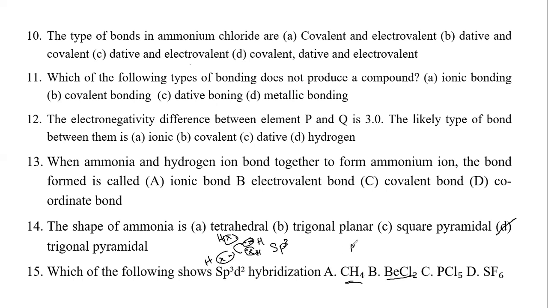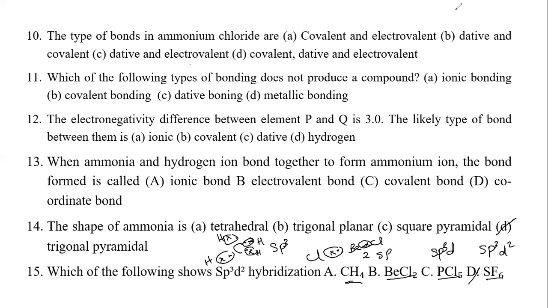BCl2, boron is in group 2. So here is chlorine, here is chlorine. So that's going to be 2, which is sp. Now, when you talk about PCl5, phosphorus has 5 valence electrons to share. Here are 5 chlorines. Then it's going to be 10. 10 divided by 2, that means you pair them into 2. It's going to be 5 total pairs, which is going to be sp3d. When you do this one, it's going to be sp3d2. So option D is the correct answer.